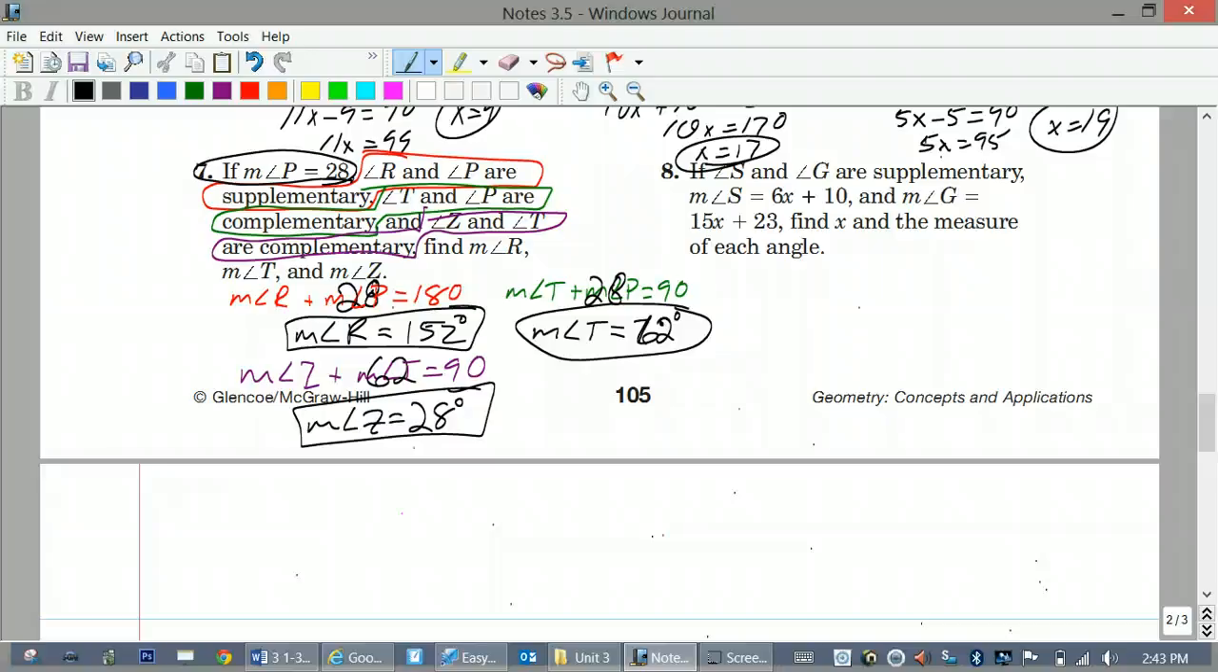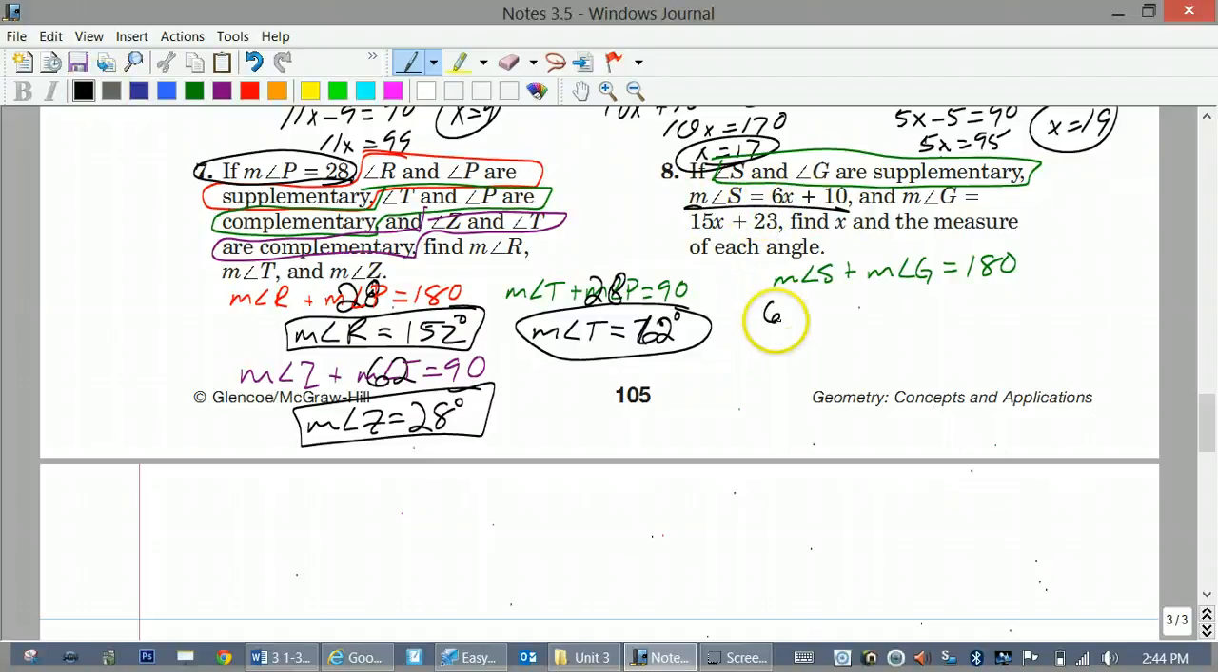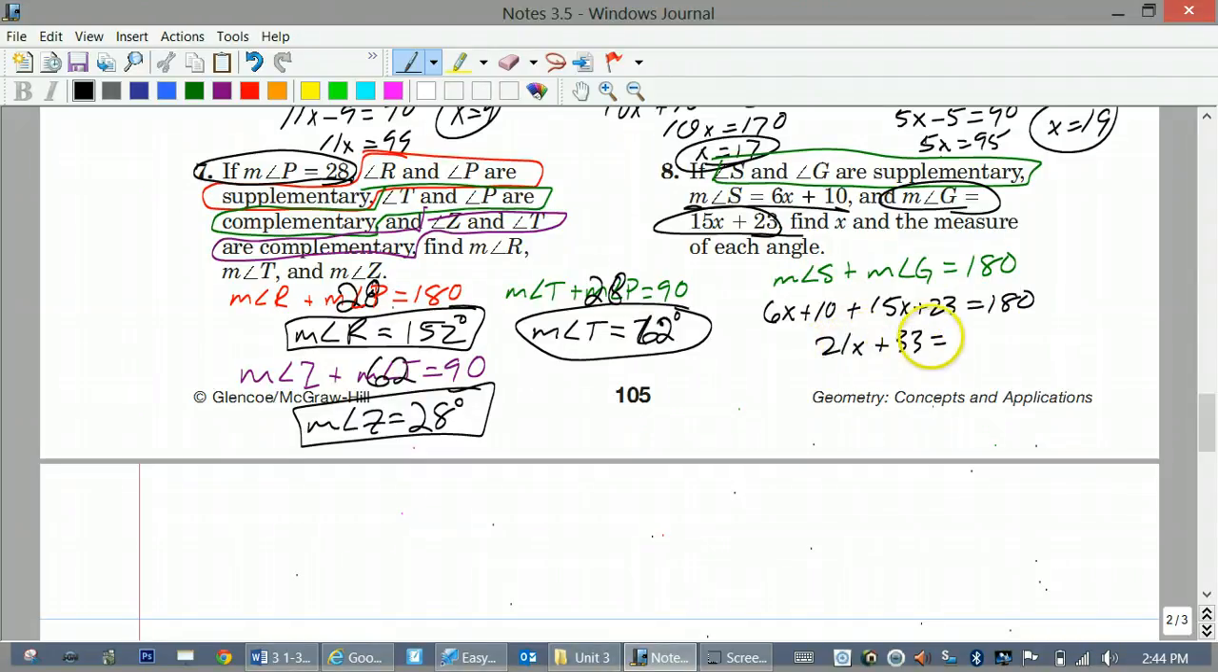Number 8. If you read it, S and G are supplementary. That means they add together to be 180. If you don't write this down, you're going to get stuck. But if you write down that they're supplementary, meaning they add to 180, you can take the measure of angle G being 15 plus x plus 23 and say that it equals 180. That's an equation you can solve. 21x plus 33 equals 180. 21x equals 147. Divide by 21, x is 7.